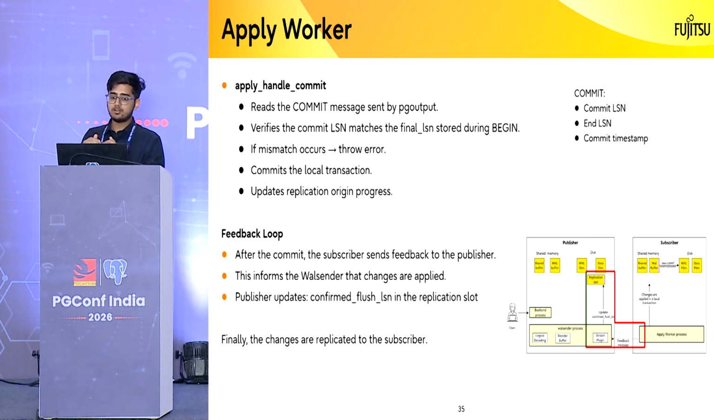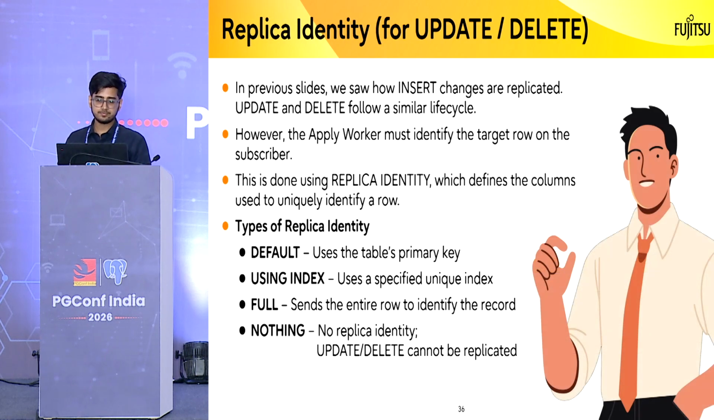Once this is updated, the feedback loop comes into the picture. After the commit, the subscriber will send feedback to the publisher, and this informs the WAL sender that the changes are applied, and it will instruct the publisher to update the confirmed flush LSN value in the replication slot for that particular subscription. Finally, the changes are replicated to the subscriber.